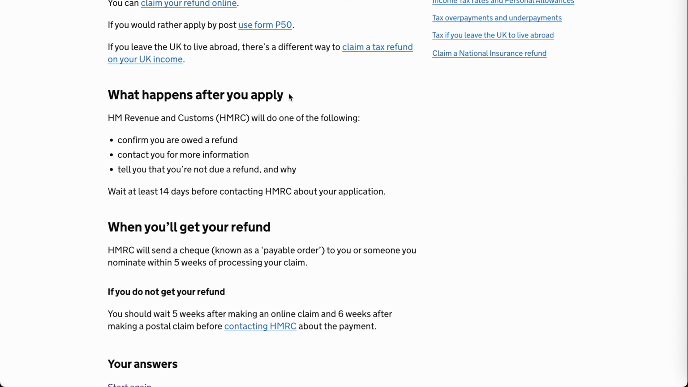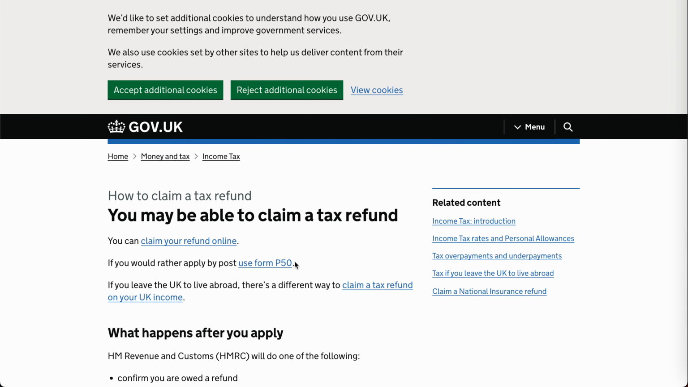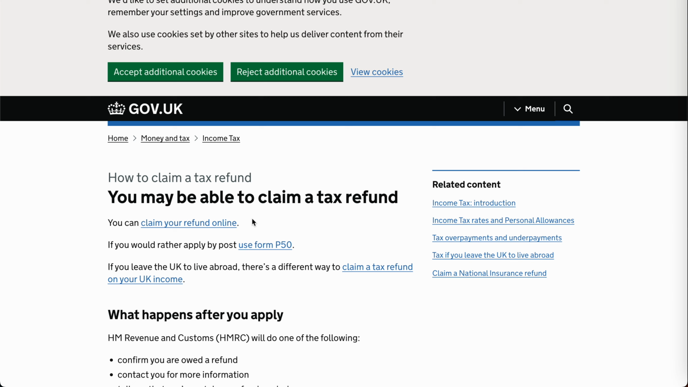HMRC will send you a cheque, known as a payable order, to you or someone you nominate, within 5 weeks of processing your claim. If you do not get your refund, you should wait 5 weeks after making an online claim. But I've heard that unlike when you owe HMRC money and they'll really hunt you down, when they owe you money, it can be very difficult to get in contact with them. So keep on calling them. Say, for example, they owe you six figures or a lot of money, keep on calling them, be really ruthless and really hunt them down.